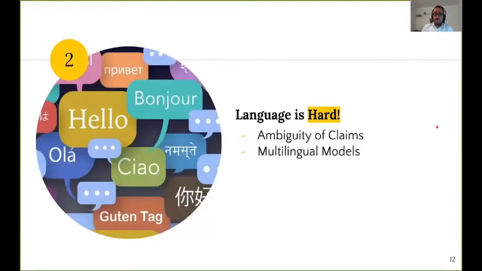The second lesson, which is important, is that language is hard. So even using state-of-the-art models, there are still some aspects related to language that cannot be easily solved, and one of them is ambiguity. There are many claims which are really ambiguous, and ambiguity is very relative and not trivial to define. So dealing with these kinds of claims is actually very difficult.